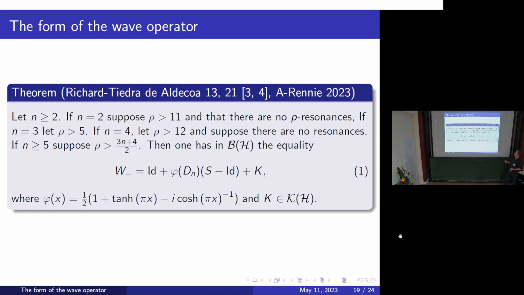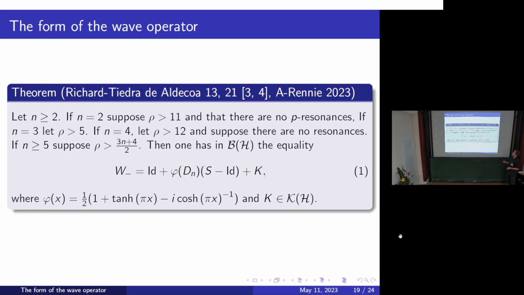If n equals 2, we have to suppose a decay condition for each dimension, and it's much worse in the lower dimensions because of these resonances that can occur. I probably should have mentioned that the resonances cannot occur in dimension bigger than or equal to 5 for just general resolvent bounds for self-adjoint operators.